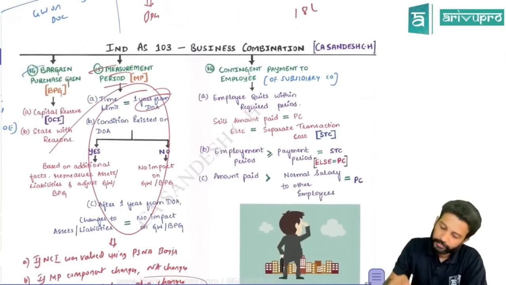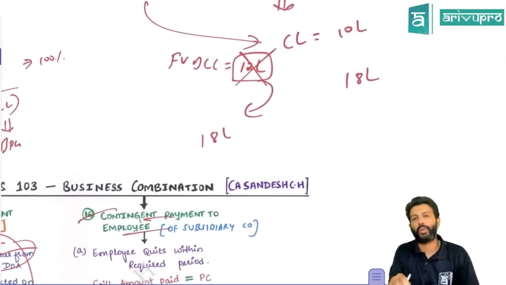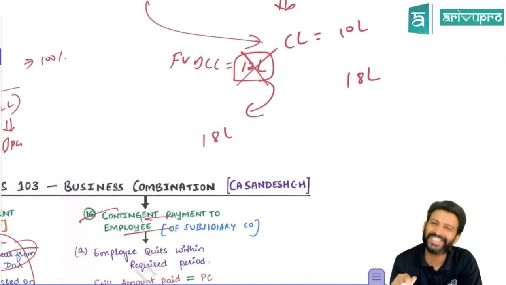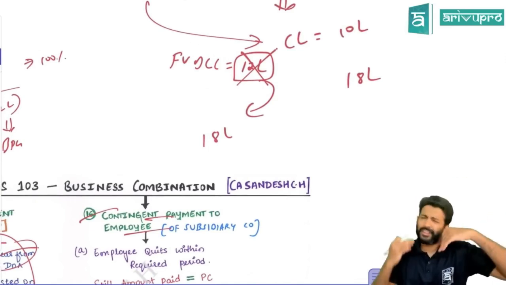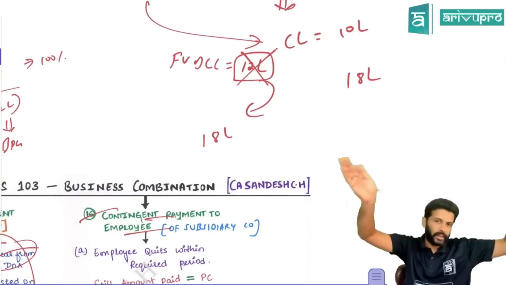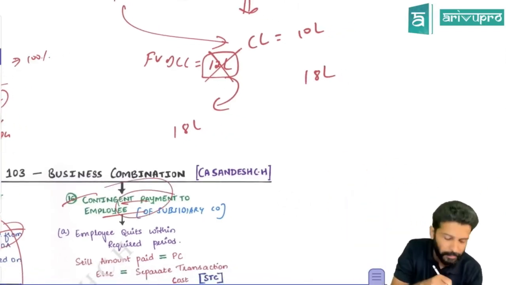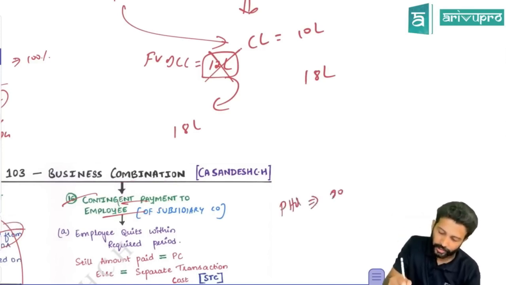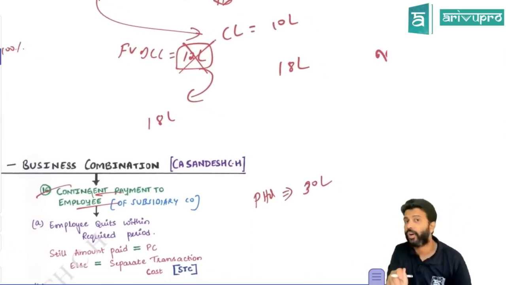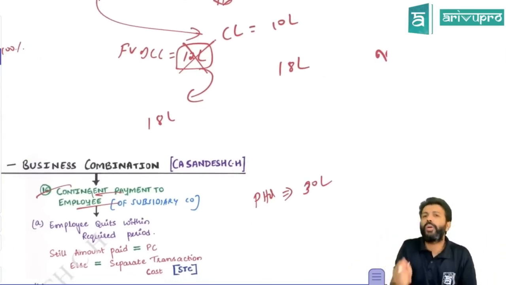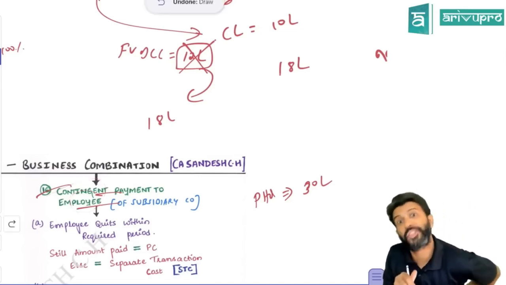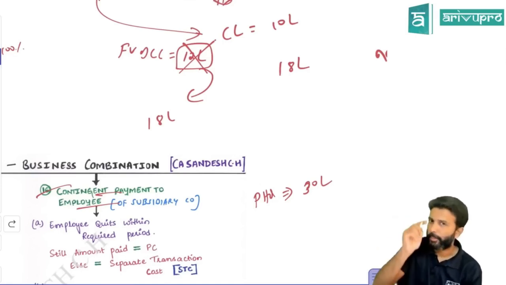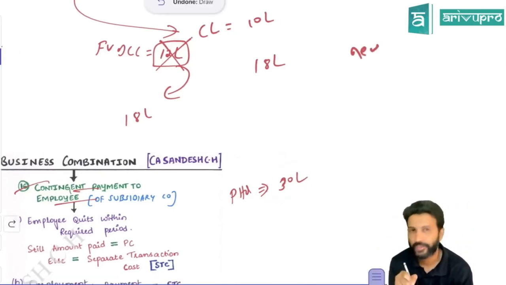That's what I've called out here. Next is contingent payment to employee shareholders. Let's say the subsidiary company has some employee shareholders, meaning employees who also own shares in the subsidiary company. Parent is giving the normal purchase consideration to everybody. Other than that, the purchasing company, Parent Limited, is giving additional 30 lakh rupees to these employees of the subsidiary company. Parent is telling them, we will give you an additional 30 lakh.